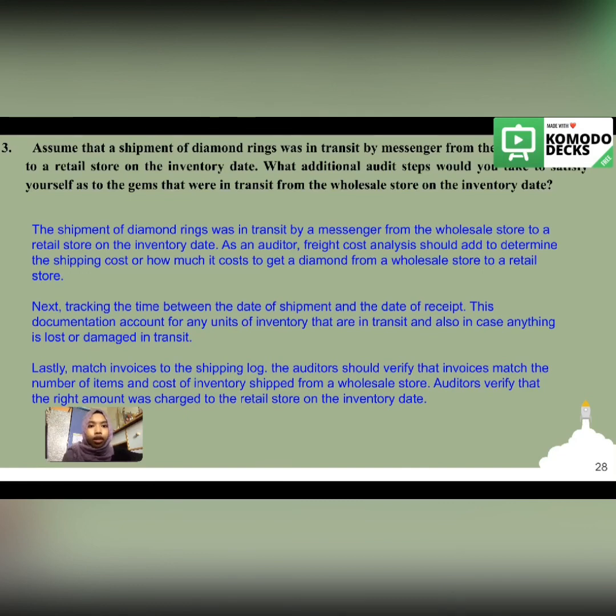Next, track the time between the date of shipment and the date of receipt. The documentation accounts for any units of inventory that are in transit, and also in case anything is lost or damaged in transit. Lastly, match the invoice to the shipping log. The auditor should verify that the invoice matches the number of items and cost of inventory shipped from the wholesaler store. The auditor verifies the right amount was charged to the retail store on the inventory date.